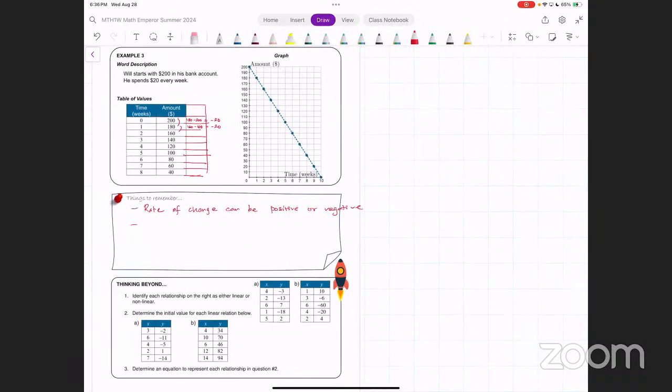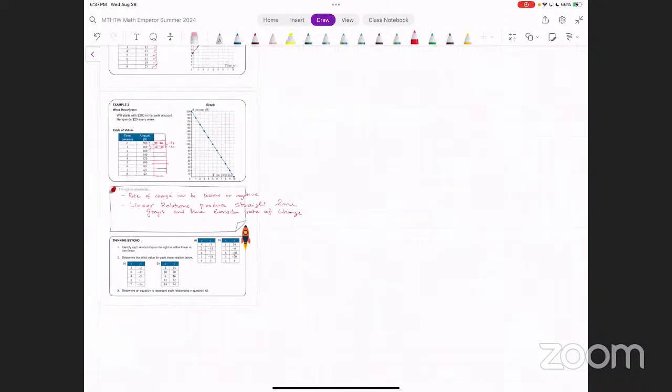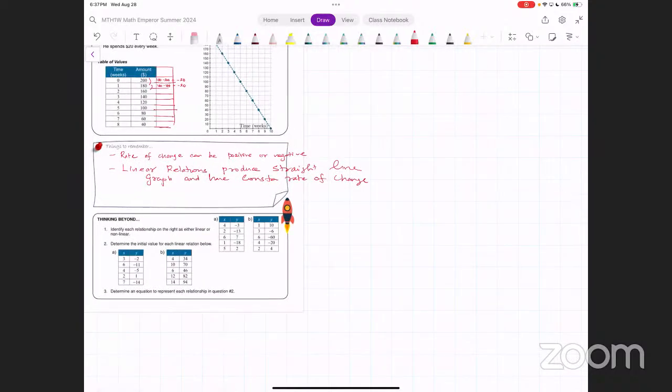And the next thing is linear relations. Linear relations produce straight line graphs and have constant rate of change. Constant rate of change. Make sense? And have constant rate of change.